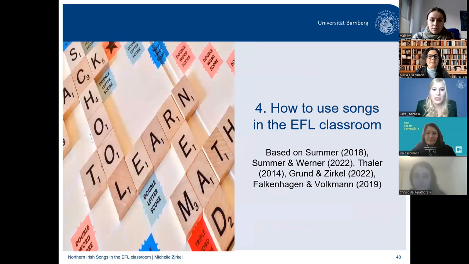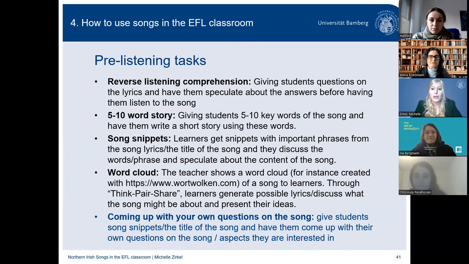Now, how can we use these songs in the EFL classroom then? I created a list of manifold pre, while, and post-listening tasks, and I'm not going to read out all of them. This is just a guideline for you when it comes to planning the lesson and creating your own ideas concerning how you could use these songs in the lesson. And you can read through that later on.